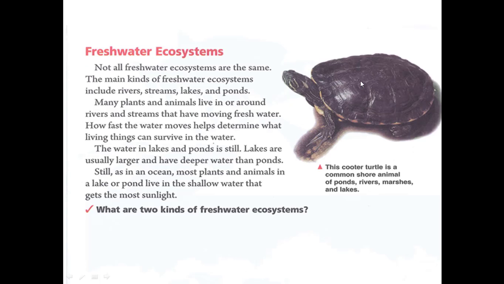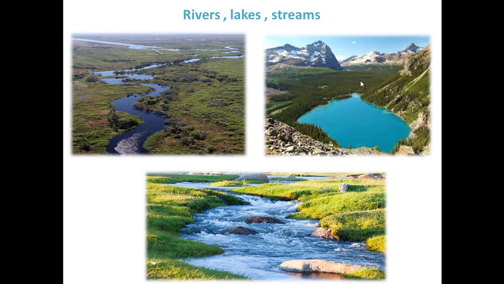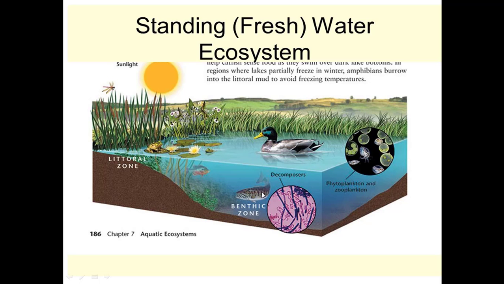After that, we said another type of the water ecosystem is the freshwater ecosystem. We can find fresh water from where? From rivers, from lakes, and from streams, okay? And this one is a freshwater ecosystem.